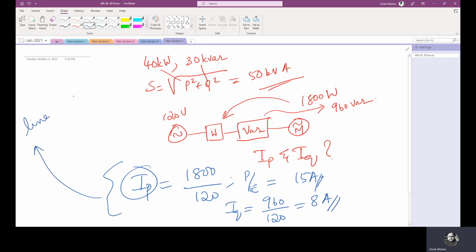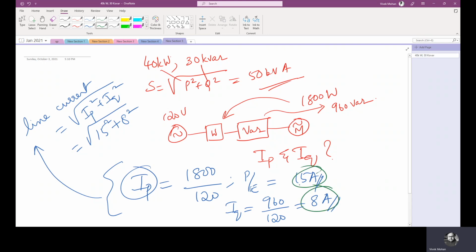From this you can find the line current. What is the line current? Here in this case, line current equals root of IP squared plus IQ squared, which is equal to root of 15 squared plus 8 squared. This is 15, this is 8, which is equal to 17 amps. So this is the resultant current. Now you can find the apparent power easily because the voltage is 120 volt and the resultant current is 17. So 120 into 17 will give you the apparent power, which is 2040 volt amps.